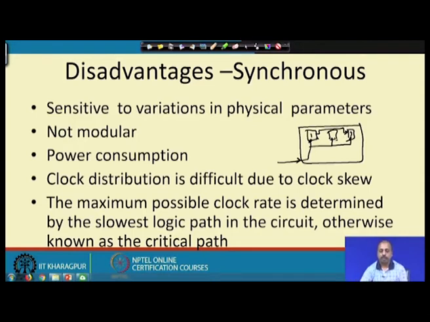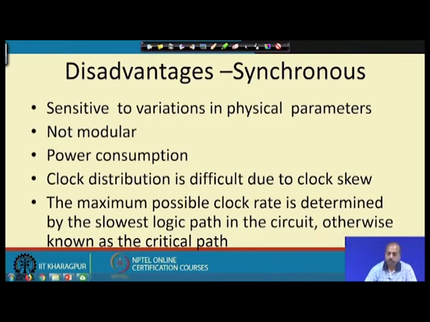That is why clock skew is a severe problem for synchronous sequential design, and it is a challenge how to distribute the clock signal through the integrated circuit chip. That is a VLSI layout problem, so we will not go further into that. The clock distribution becomes difficult due to this clock skew. The maximum possible clock rate is determined by the slowest logic path in the circuit.